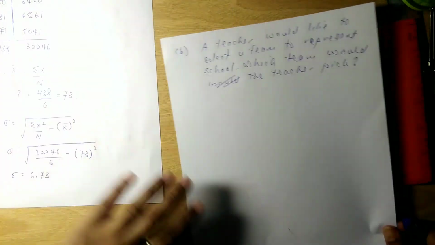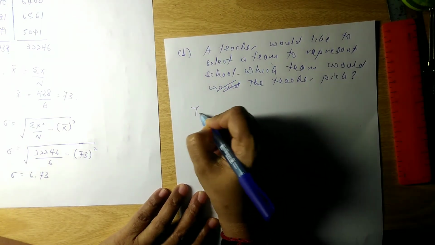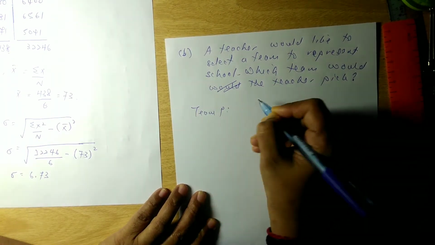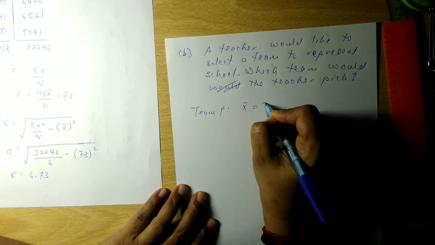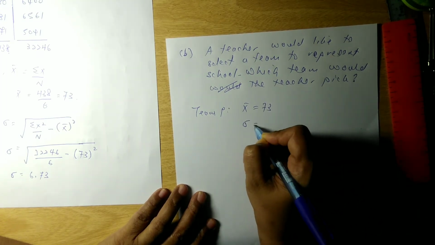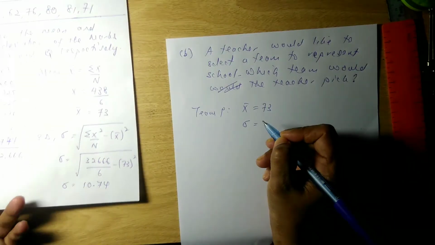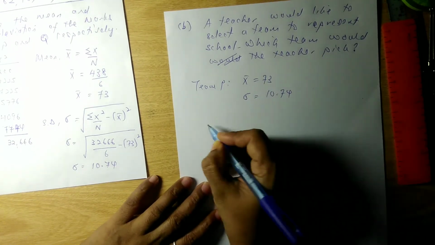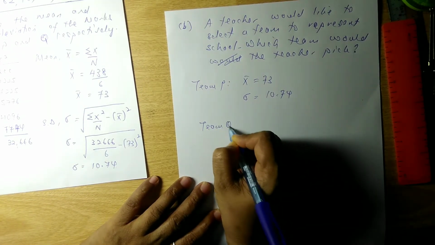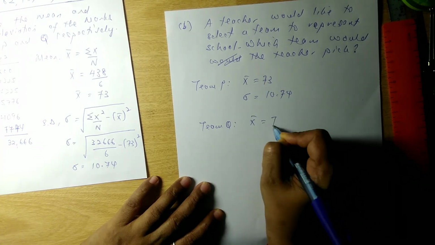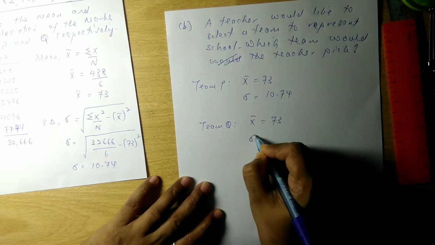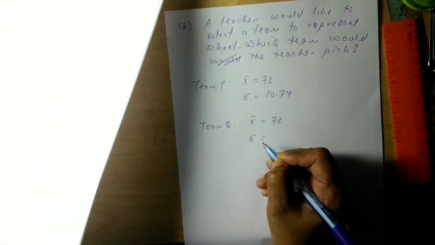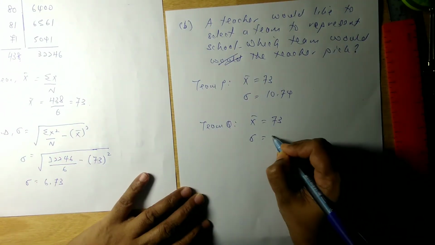So for team P, my mean is 73 and the standard deviation that we got is 10.74. And for team Q, the mean is 73 and the standard deviation that we got was 6.73.